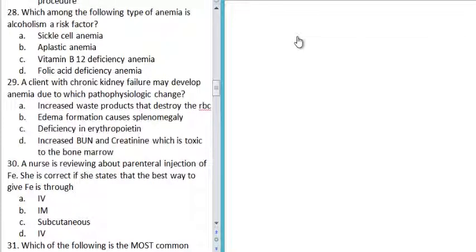Next, number 28. Which one of the following types of anemia is alcoholism a risk factor? Answer: D, because alcohol increases folic acid requirements. The answer is D.